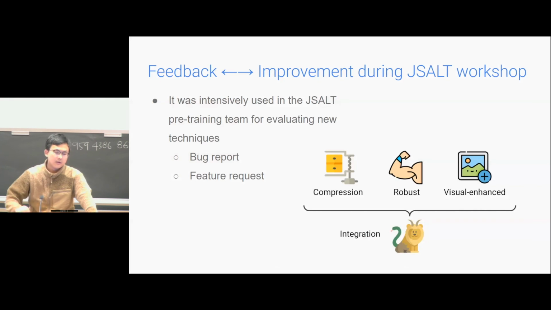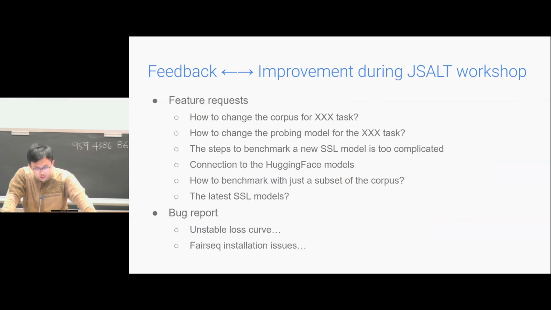So our role in the JSALT workshop is that we are providing continuous support for all the pre-training teams, who are developing new techniques like compression, robustness, and feature enhancement. And then we get feature requests and bug reports, and we continuously add new features. A feature request is like, how can you change the corpus, or change the probing model, or how to benchmark compared to the latest SOTA like XLS-R. For a bug report, people are facing basic installation issues, and we are also trying to fix that.